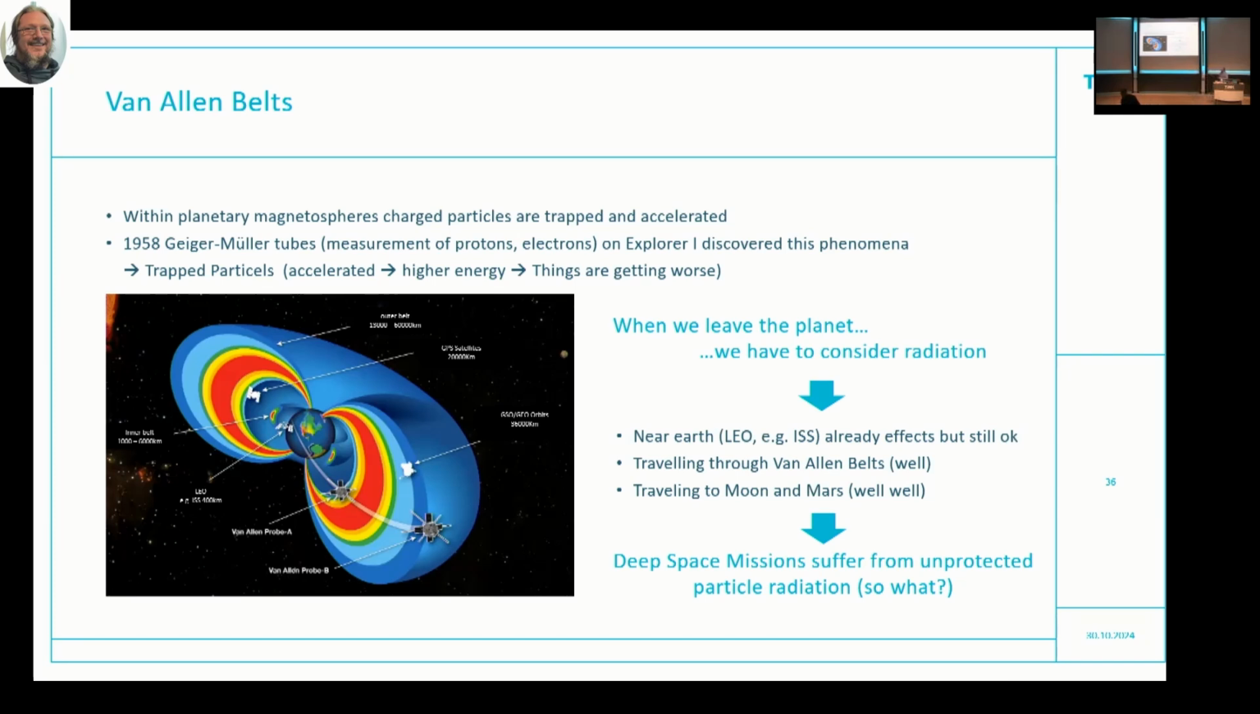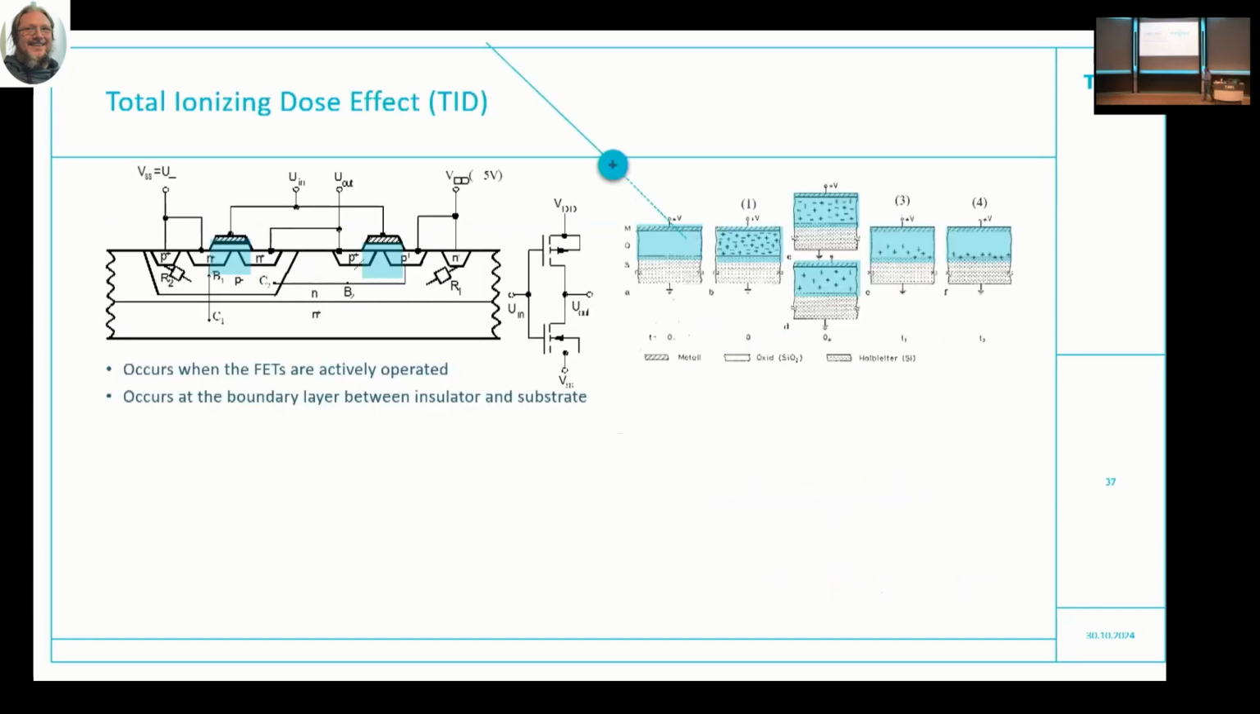When we travel to Moon and Mars, well, then it starts, because we do not have a protection shield, so we are more or less unprotected against cosmic rays. And yeah, Markus Braun already told us before that this is something that affects our humans, but I'm also thinking about my electronics. And my electronics is also affected pretty hard.